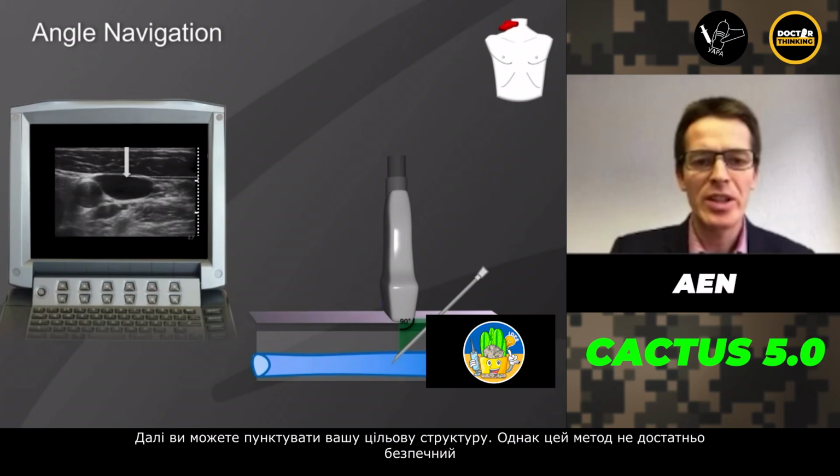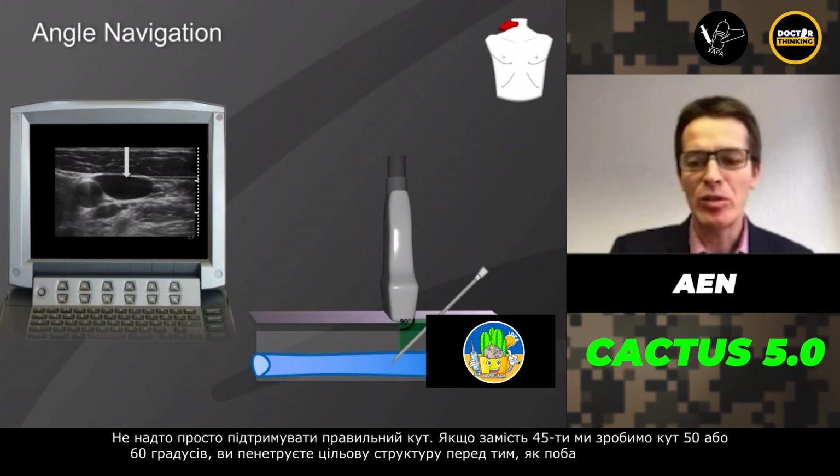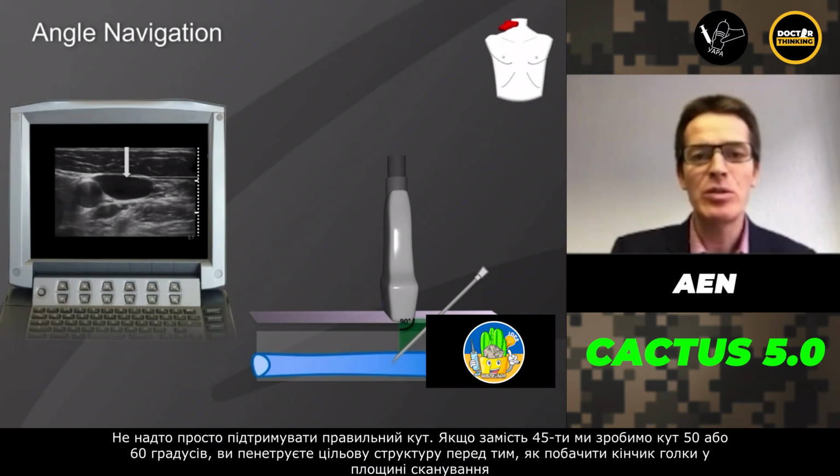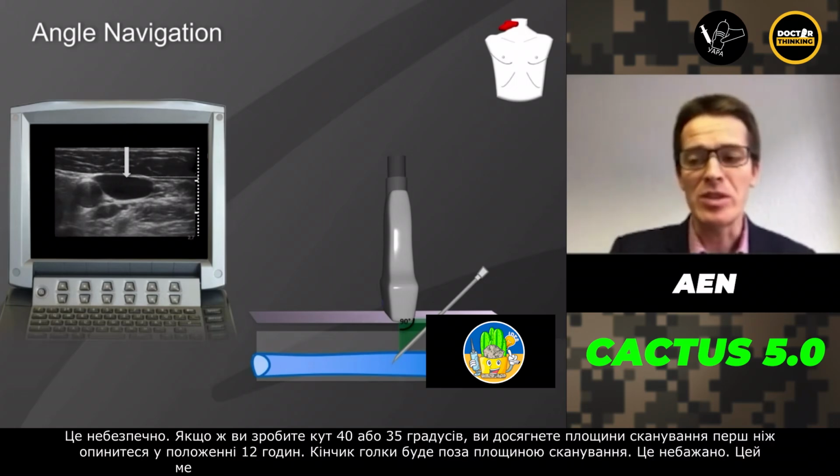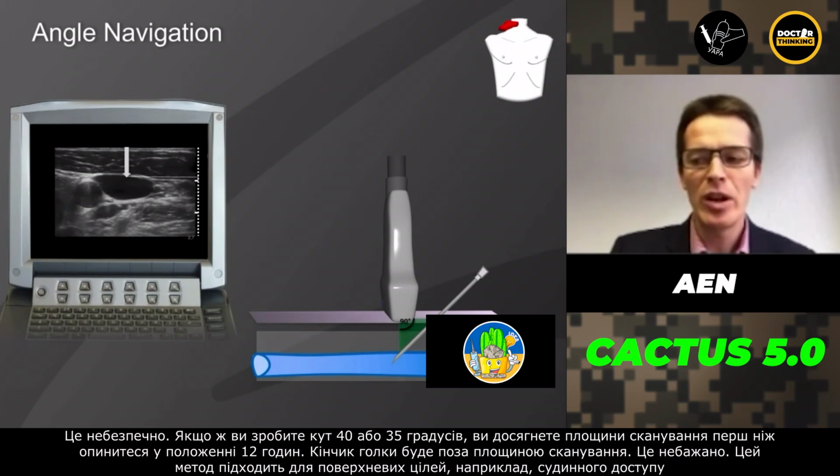However, this method is somewhat unsafe. Why? Because having all the correct angles is not very easy. Using a steeper angle, so let's say instead of 45 degrees you were using 50 or 60 degrees, you would actually penetrate the target structure before you have even seen the needle tip in the scanning plane. So this might be dangerous. And on the other hand, using a 40 or 35 degree angle, you will reach the scanning plane before you are in the 12 o'clock position.